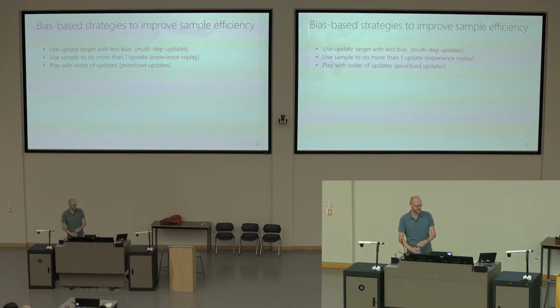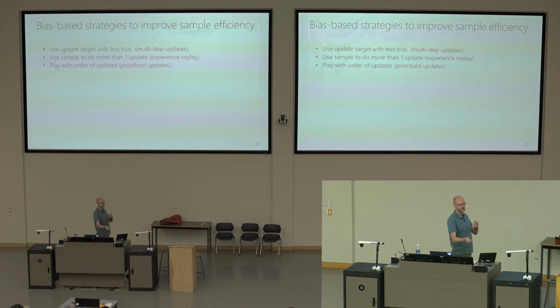Another thing you can do is to use samples more than once. Experience replay is an example of that. And a third way is to play with the order in which you perform your updates, which is prioritized updates. So you try to perform those updates that have the largest effect. So it's really a way to smartly allocate your computational resources to only do those updates that have the largest effect. So those are just three different examples of different techniques that all try to improve sample efficiency by focusing on the bias.